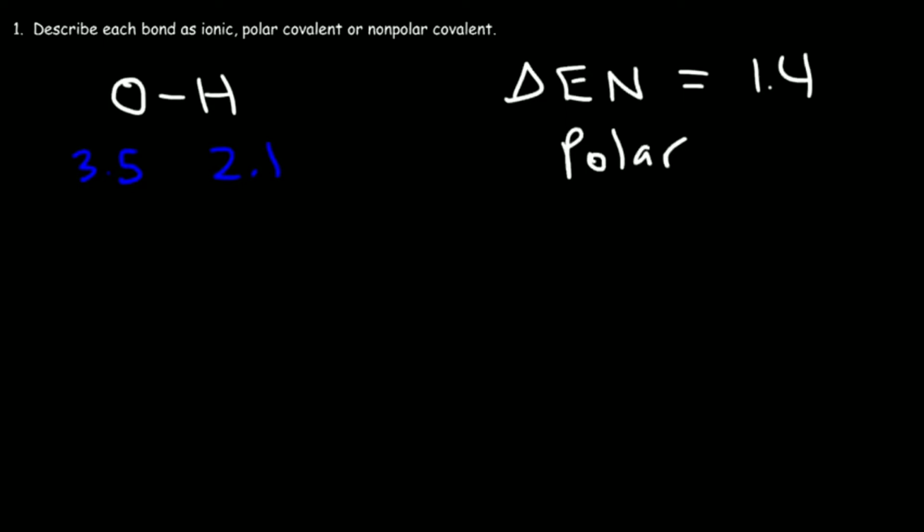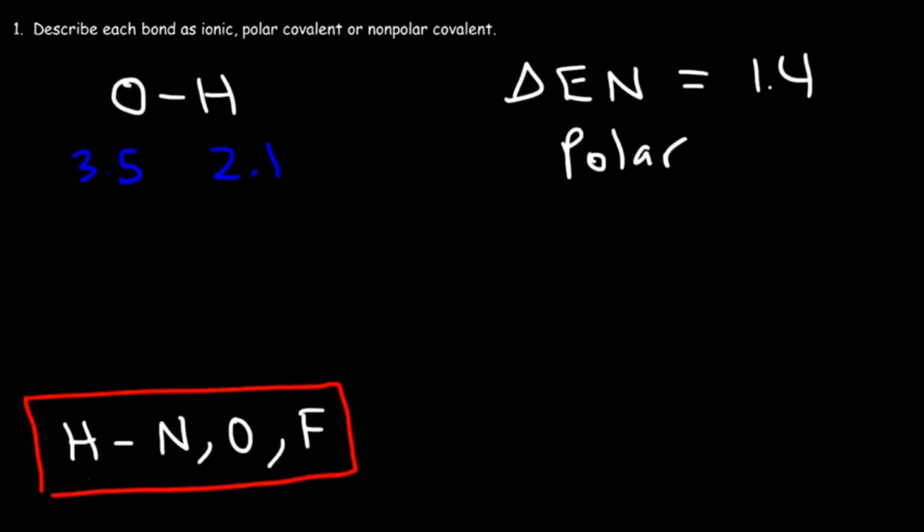Now, it's a special type of polar bond. Anytime you see hydrogen directly attached with nitrogen, oxygen, or fluorine, it's a special type of bond. Do you remember what it is? It's known as hydrogen bonding. These are very powerful intermolecular forces. Because of hydrogen bonding, water has a very high boiling point for being a molecule. Most molecules have low boiling points, but those with hydrogen bonds have relatively high boiling points. So we have a polar covalent bond with a special case of hydrogen bonding.